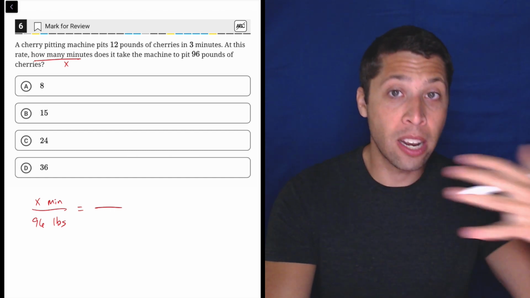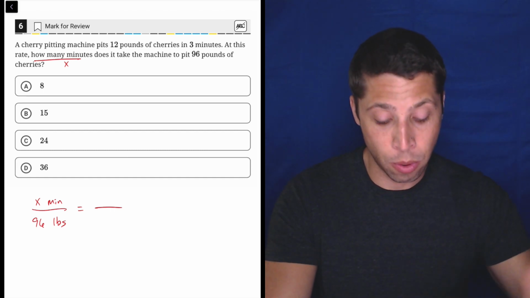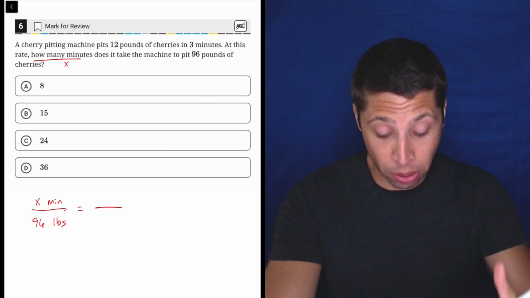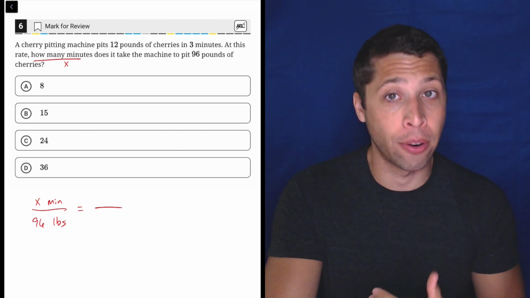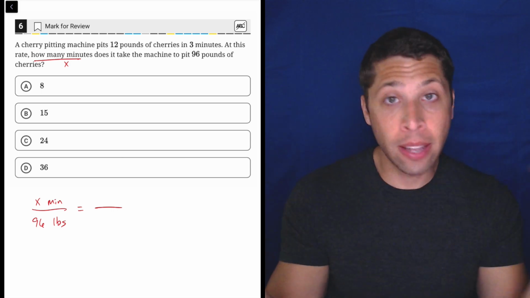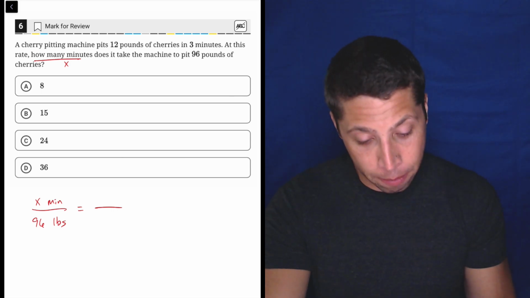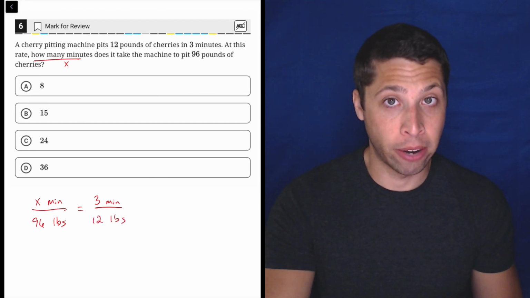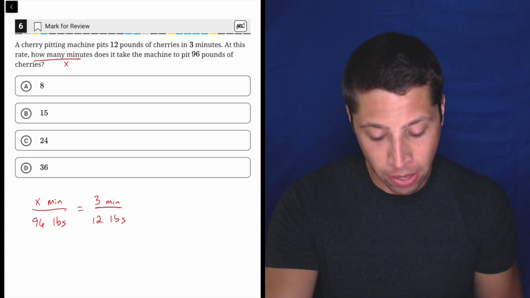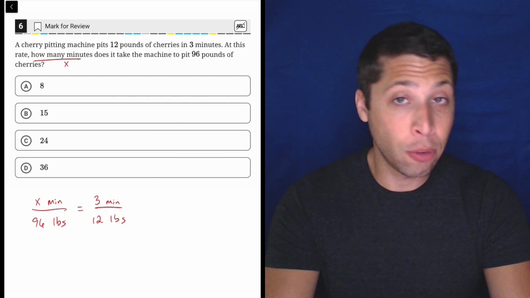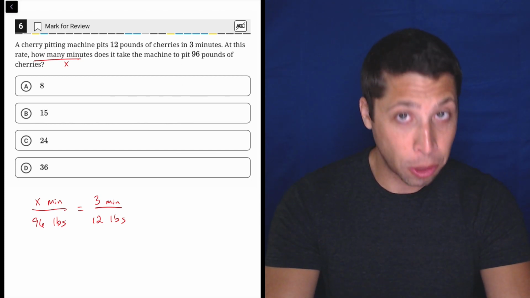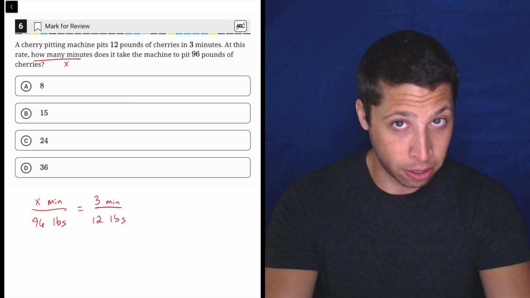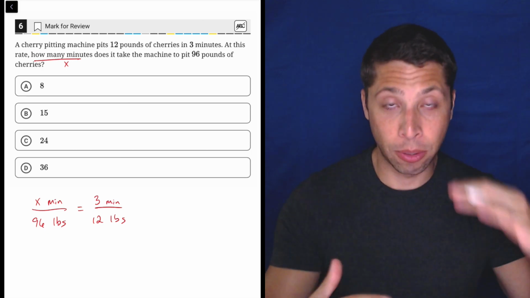So we want to create another fraction to set this equal to that continues the units. Notice I wrote my units down because if I flip it, then I'm going to be wrong. So how many minutes? Now that's got to go on top. 3 minutes for 12 pounds of cherries, right? So the units need to match up. Then the way that many of you learned this is just to cross multiply. You could do that here. You can do 12 times x and 3 times 96.